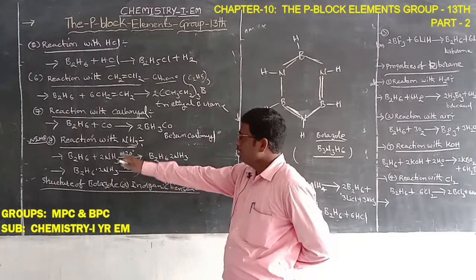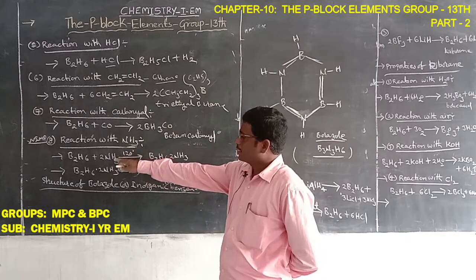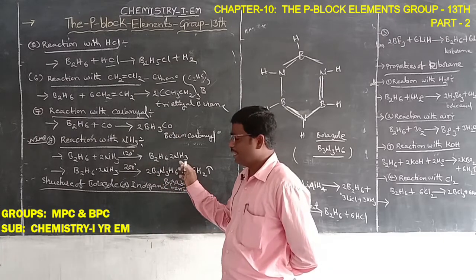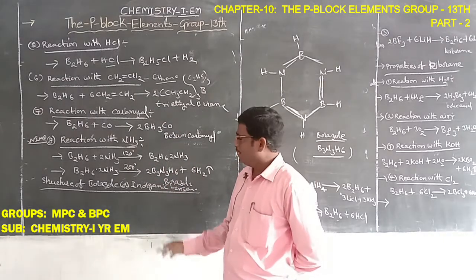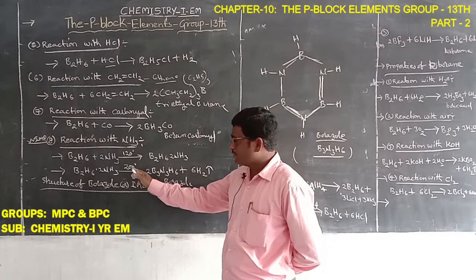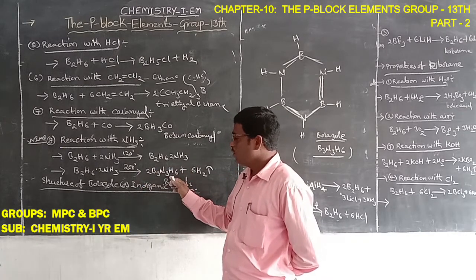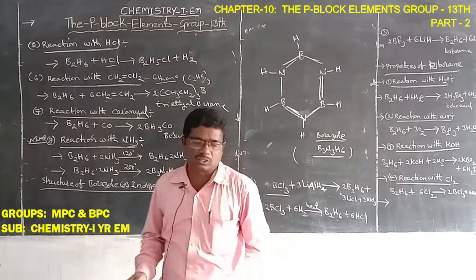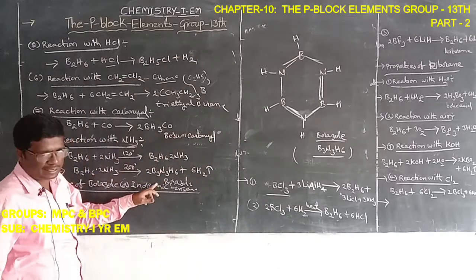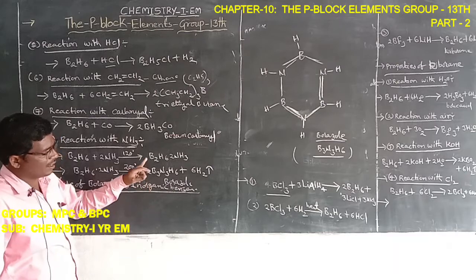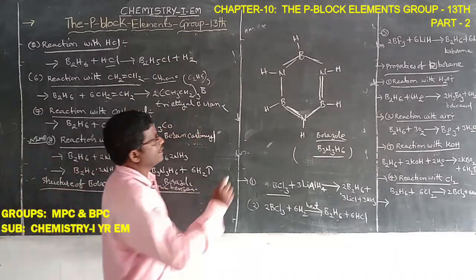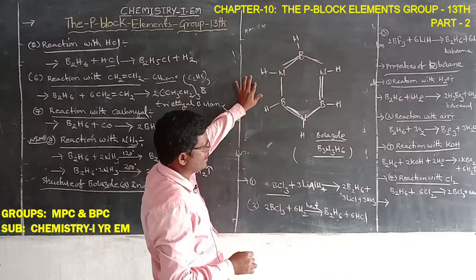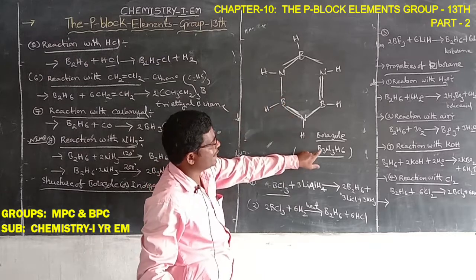Once again, reaction with ammonia. Here diborane reacts with ammonia at 120 degrees centigrade, then diammonium of diborane is formed. When diammonium of diborane reacts at 200 degrees centigrade, then borazole or borazine is obtained. Formula B3N3H6. B3N3H6 is also known as inorganic benzene or borazole or borazine. Here is the structure of inorganic benzene, very important. Write the inorganic benzene formula B3N3H6.